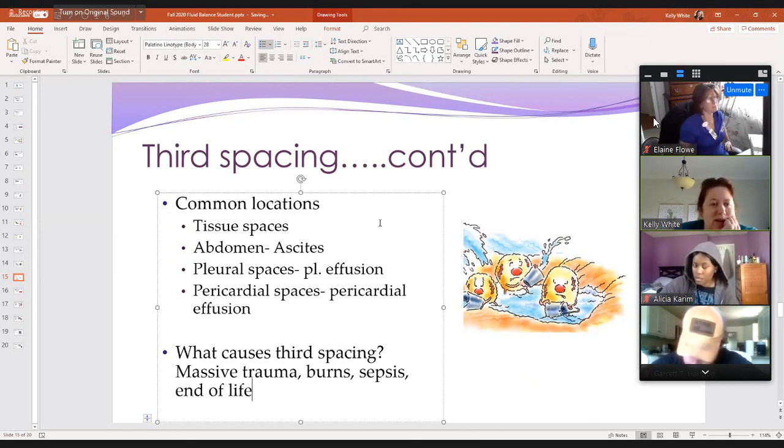I always feel so bad for these people. They look miserable that have this third spacing, especially if it's in their arms. You're kind of trying to wrap up their arms in Chux pads just to try and control and contain all the fluid that's leaking out of their skin from all that excess fluid.